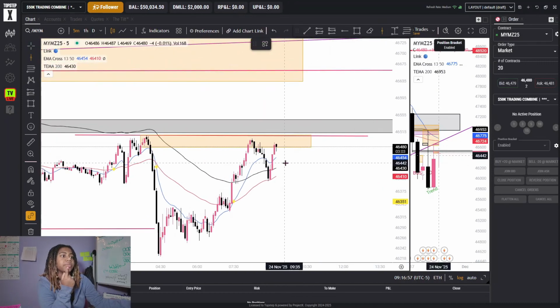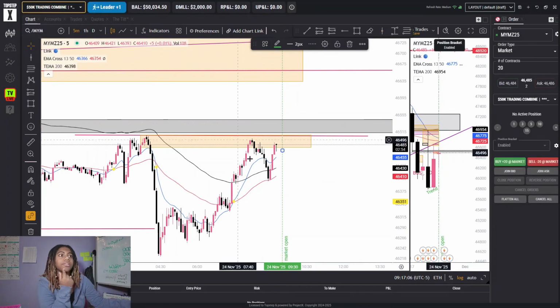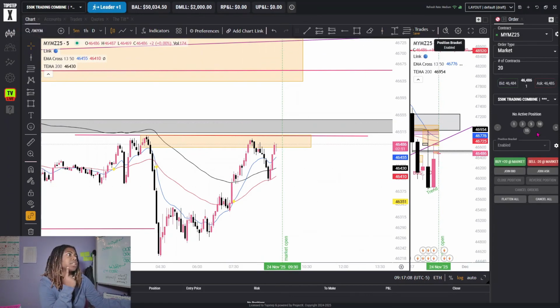Market again doesn't open for me until 8:30, 9:30 New York. I'm going to put my market open indicator here. I'm also going to go back to my leader account so I can actually place trades. Let's start with 5.